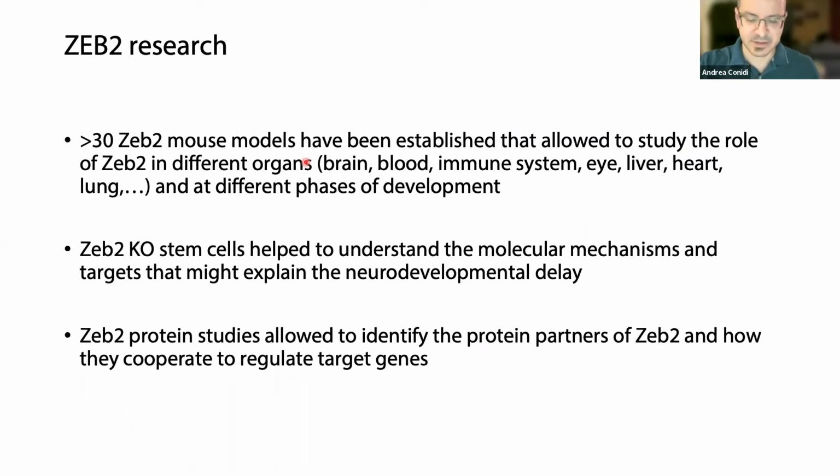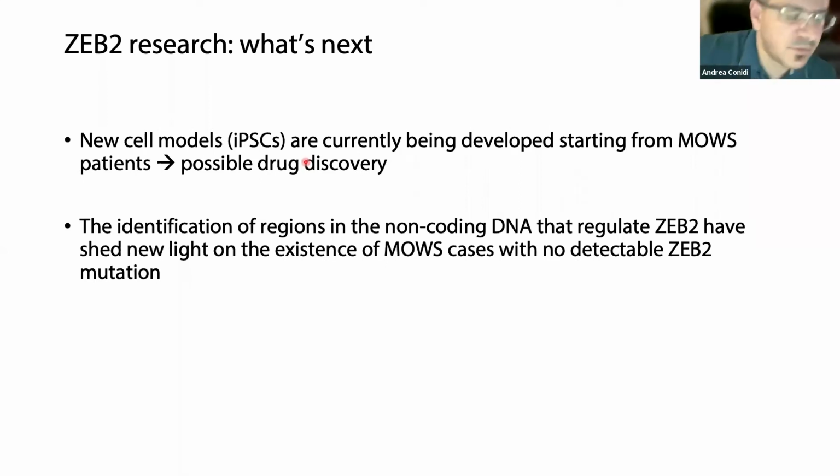We know that ZEB2 knockout stem cells help us to understand the molecular mechanism and the target genes of ZEB2 that might explain neurodevelopmental delay in humans. And we know also from biochemical studies the protein partners of ZEB2, and how they cooperate to regulate target genes. So now we can not only target ZEB2, but also other partners of ZEB2. So this is what has been done, in short, very short, until now.